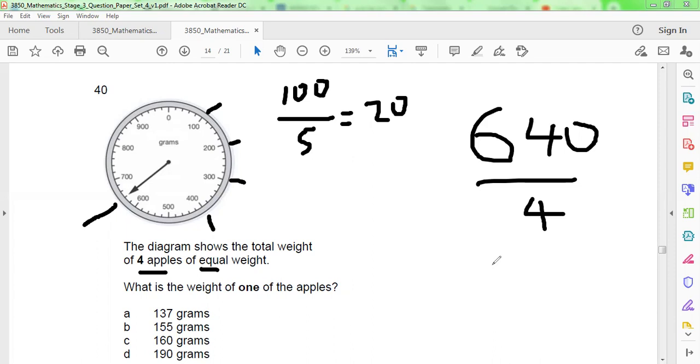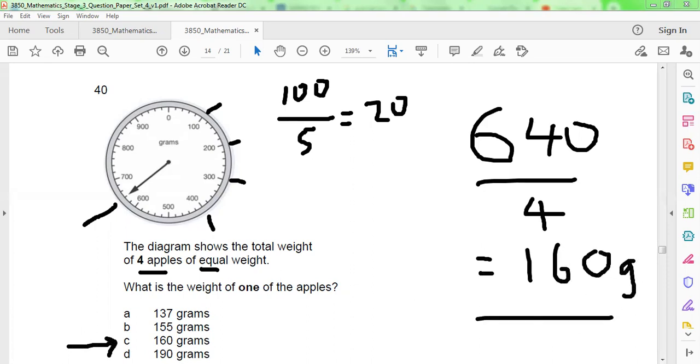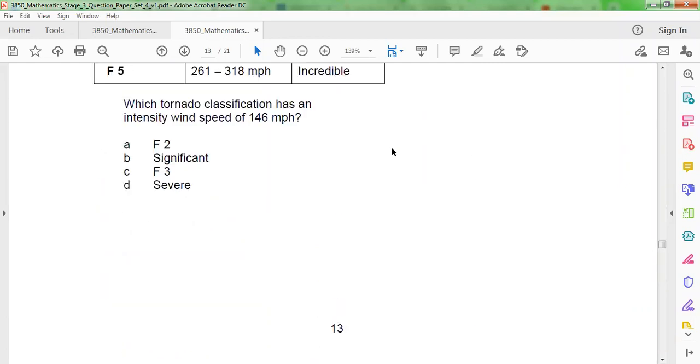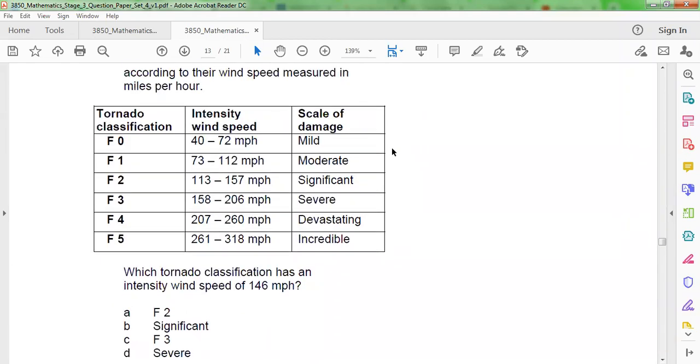And that's 160. So each apple weighs 160 grams. That's heavy. All right. So moving on, fine.